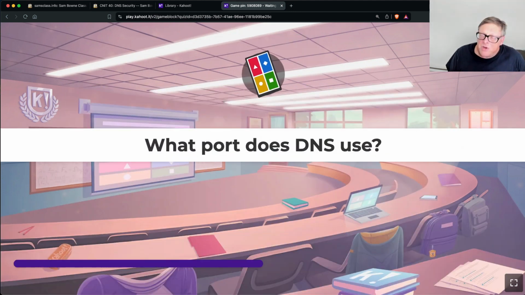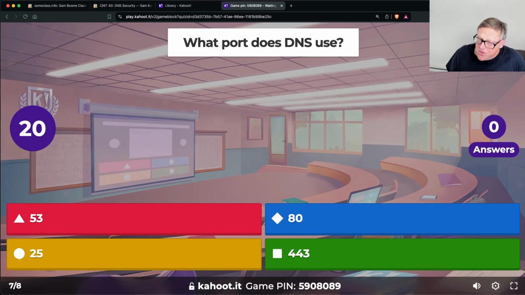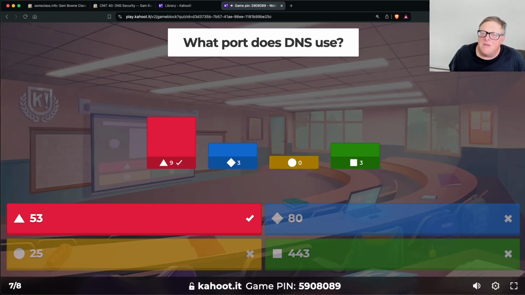All right, what port does DNS use? TCP and UDP. Port 53 for DNS. It's been that way from the start of the service with the real old RFC.